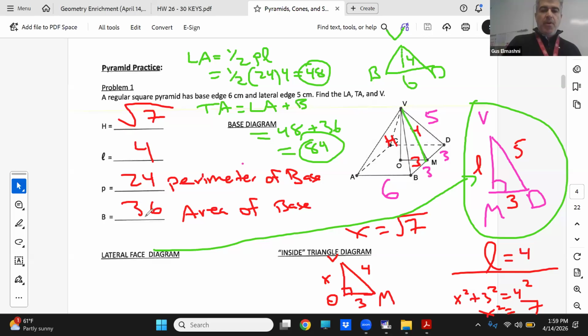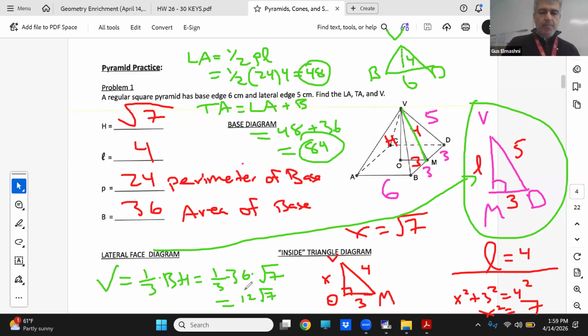And lastly, for the volume, that's 1/3 BH, because we remember that 1/3 of a pyramid fills up a prism. What's your B value? 36. What's your H value? It's root 7, that's very funny. So you get 12 root 7.